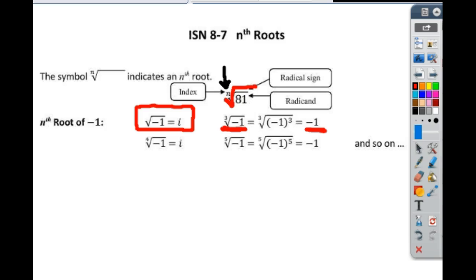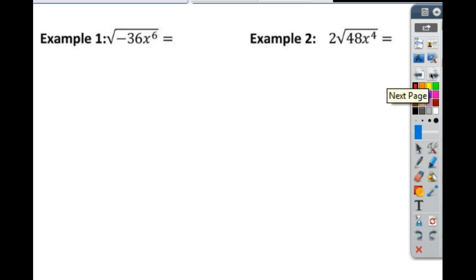and it gives you some other roots there. And then I'm going to also skip the next little chart, and we'll come back to it as we come to it in the problem. So let's go ahead and go to example number 1.